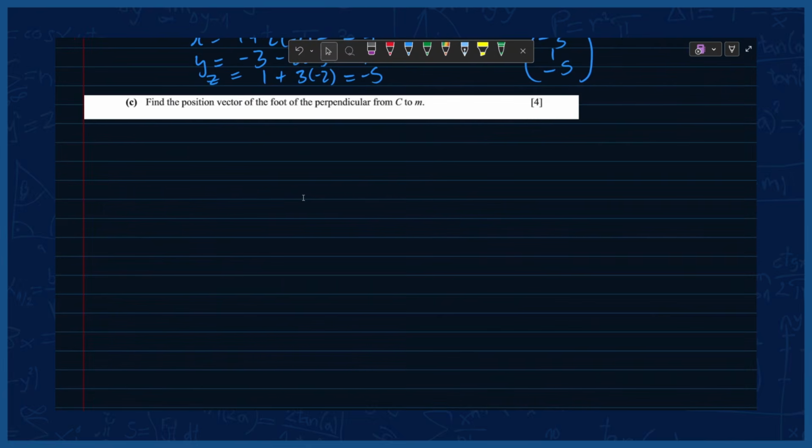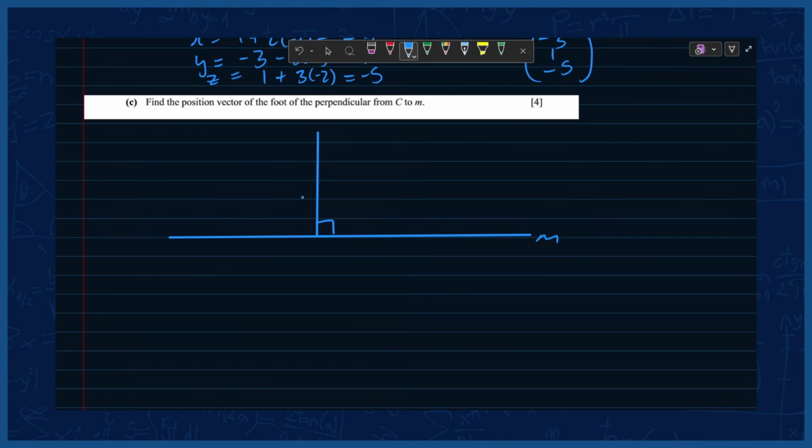Now part C says, find the position vector of the foot of the perpendicular from C to M. So let's sketch this out. We've got our line M, right? This is not an accurate sketch, it's just for us to get a picture of what's going on.